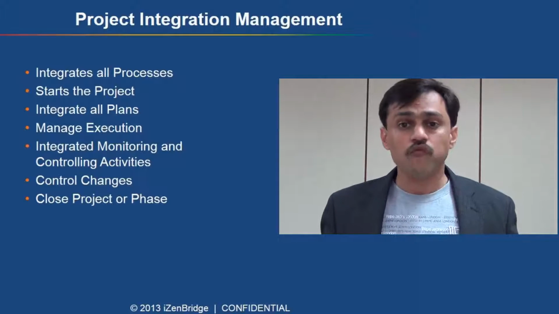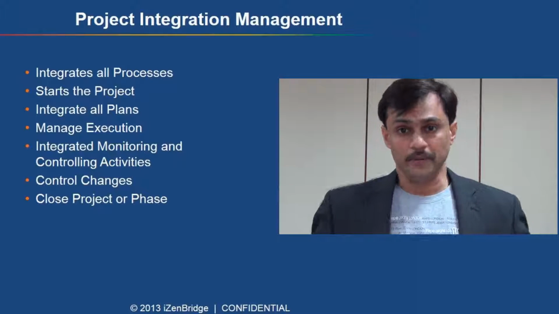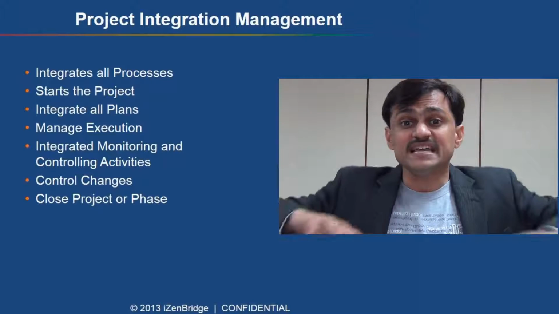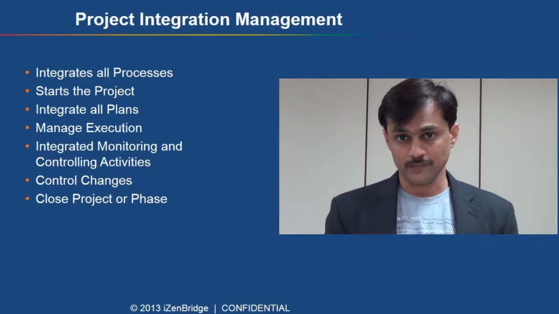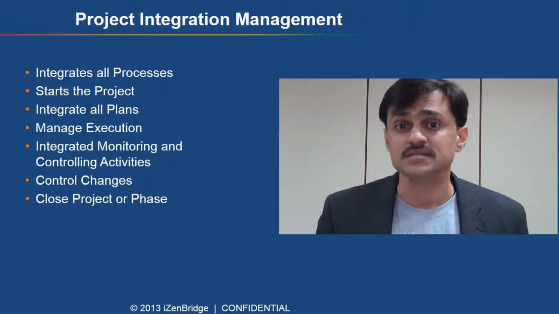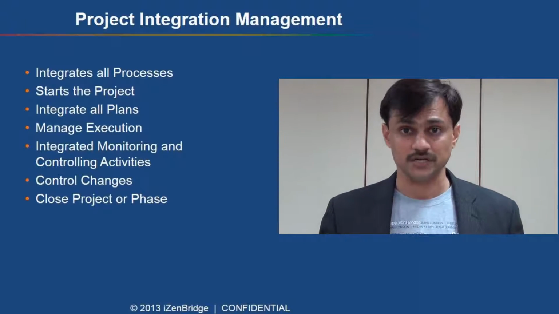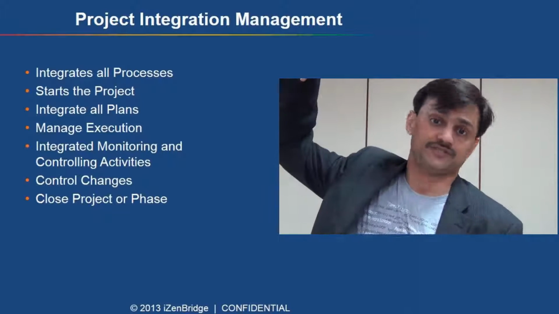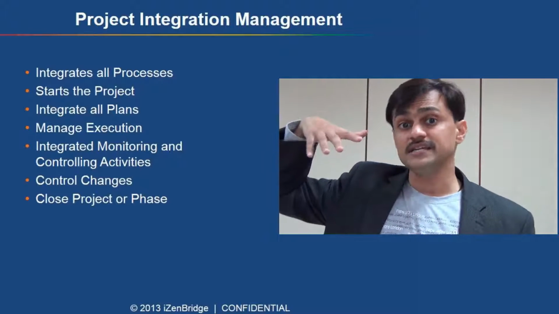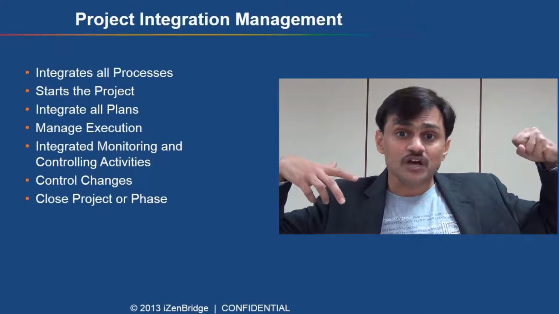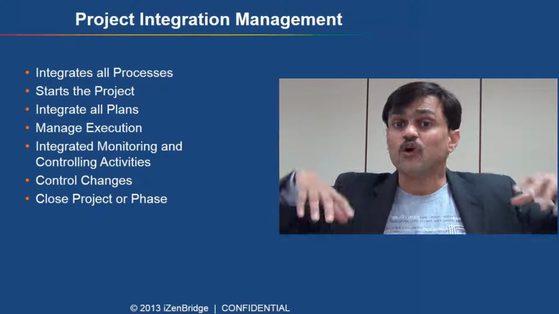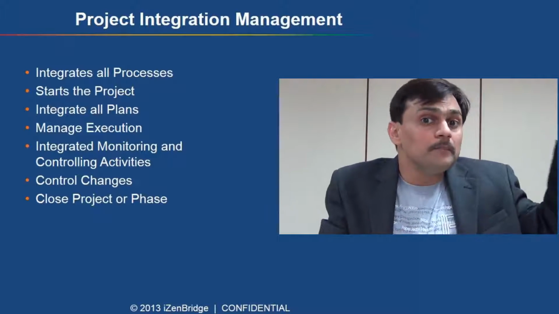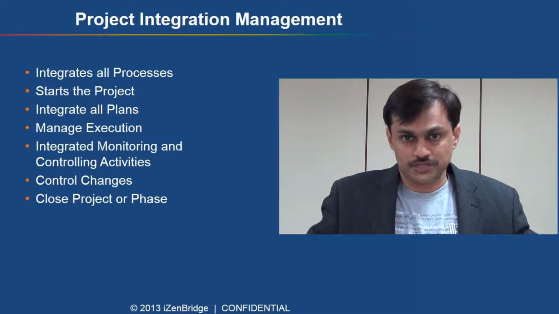Now I spoke about 47 project processes in PMBOK. Now we need some processes or a knowledge area which integrates all these processes. So we have 6 processes in project integration management, and these 6 processes integrate the remaining 41 processes. The goal of project integration management is initiating the project and closing the project and coordinating or integrating all the remaining activities which happen between the beginning and end of the project.